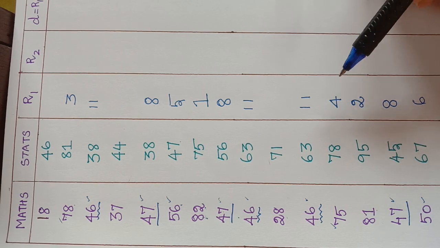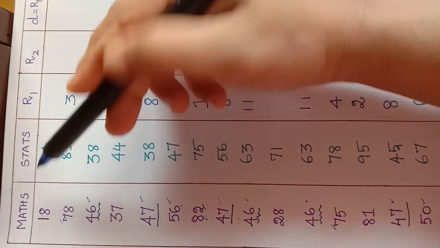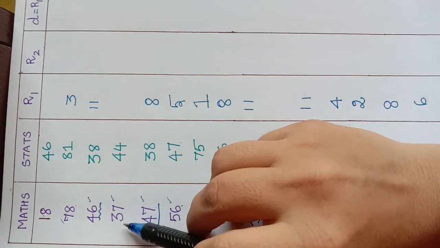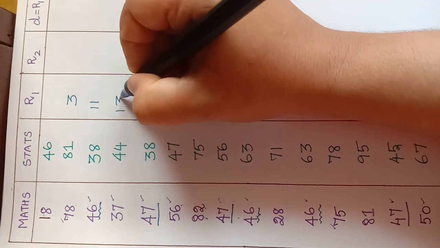So what is the next mark? It will be in 30s. So if you see, in 30s we have 37 and then we don't have any other number. So this 37 will get the rank 13. So this gets the rank 13.